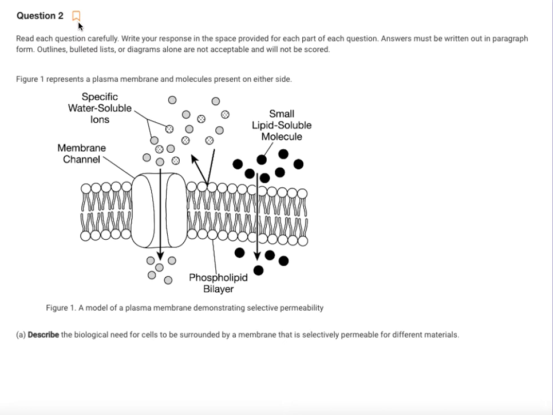So looking at this one, they're showing you a diagram of a plasma membrane, which you guys have all seen before. Some of you guys modeled one for your Unit 2 projects. It represents a plasma membrane and the molecules present on either side. So that's a model of a plasma membrane demonstrating selective permeability, meaning that some things can get through and some things can't.